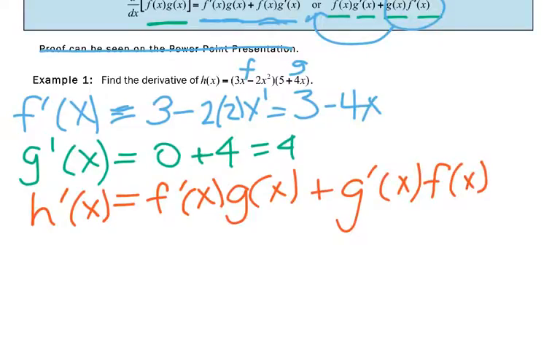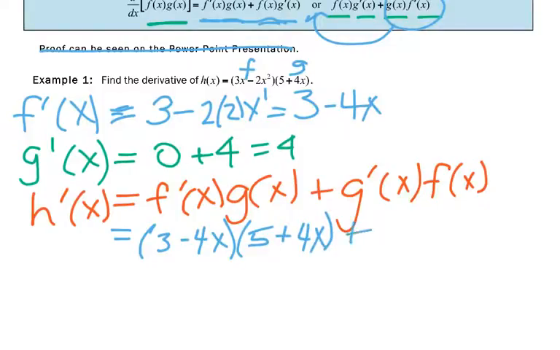Okay, so in this case, the derivative of f of x was 3 minus 4x, and g of x, going back to the original function, was 5 plus 4x. Then g prime of x, we said was 4, and f of x, going back to the original up here, was 3x minus 2x squared. Okay. So now we just distribute.